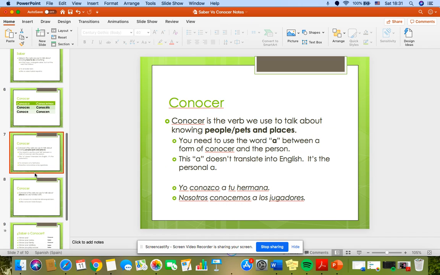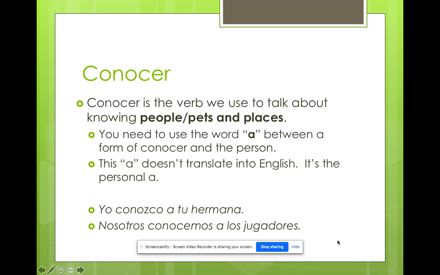Because we want to protect the sound that it makes. So, conocer is the verb that we use if we're talking about, here, let me present this real quick. There we go. We're going to talk about knowing people or pets or places. So people, pets, that's one, and places is another. So you need to use the word a between the form of conocer and the person. So this a doesn't really translate to have an English meaning. It's known in Spanish as the personal a. So we've got some examples here.